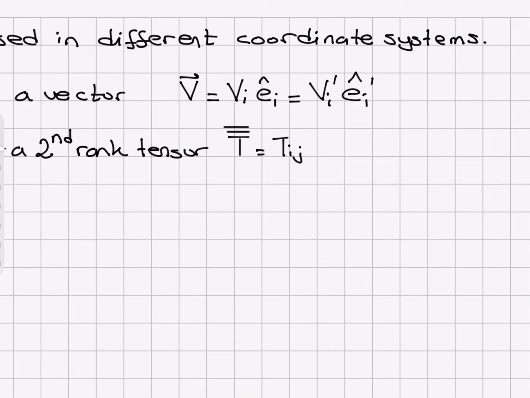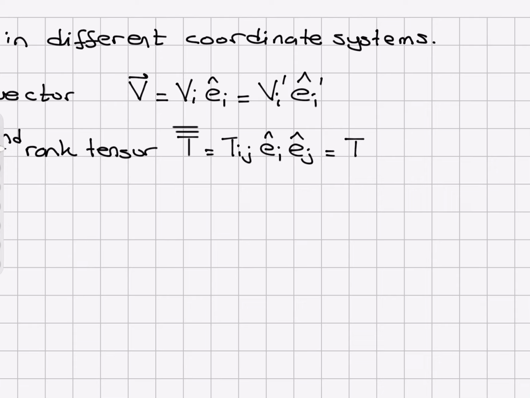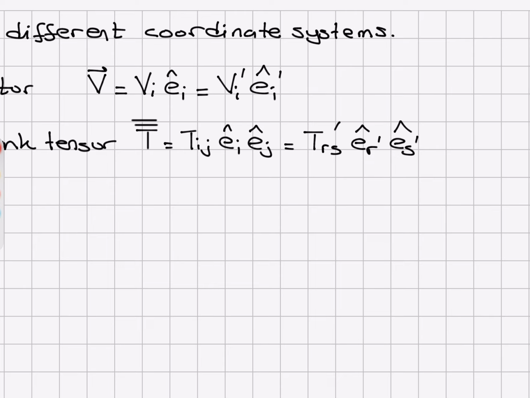T_ij e_i hat e_j hat in the unprimed coordinate system, which is equal to T_rs prime e_r prime e_s prime hat in the primed coordinate system. Or I could use here T_ij prime, e_i prime, e_j prime, doesn't matter. So this is a dummy index.